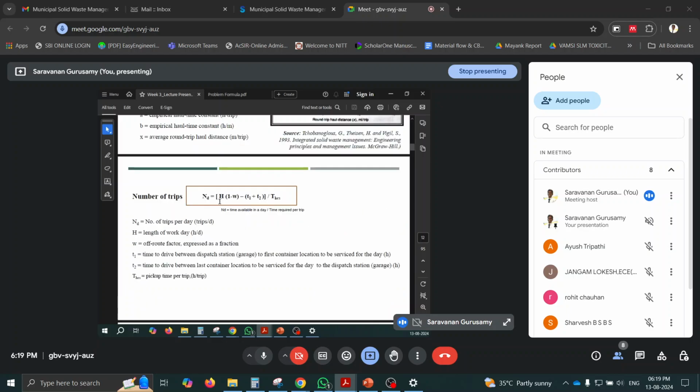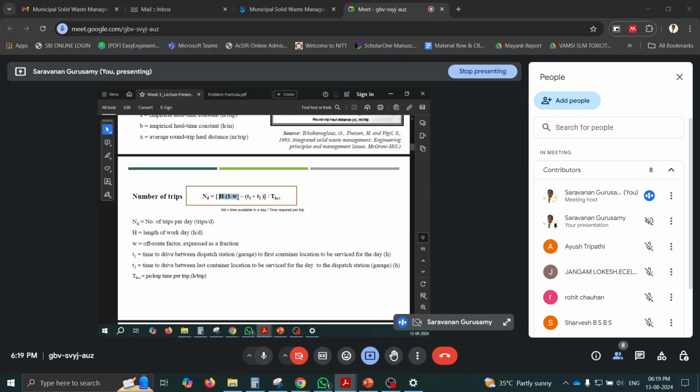And then number of trips. As I mentioned, one day we are working for 8 hours. That is length of work day. Out of which 15% we have to neglect. So usually it will be 15%. If they give any value, you can use that for the W. That is off route time.